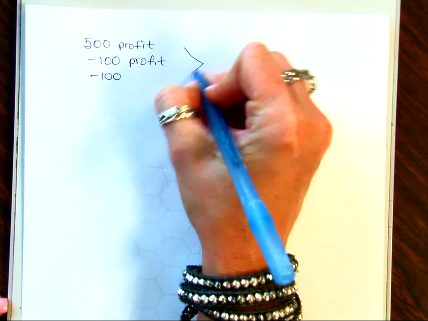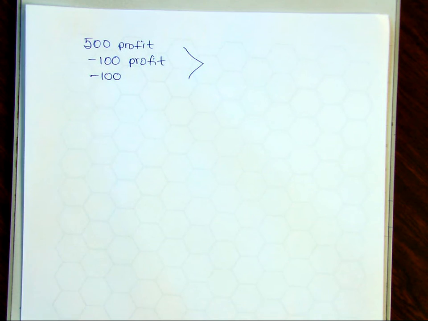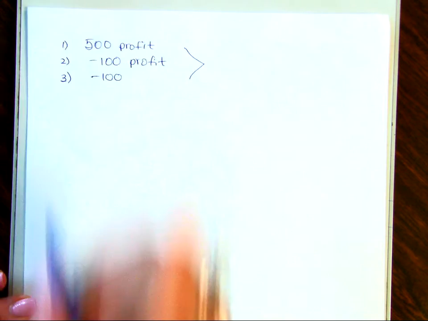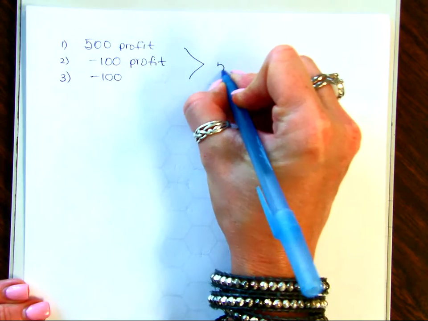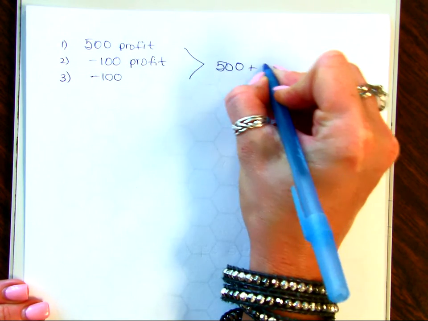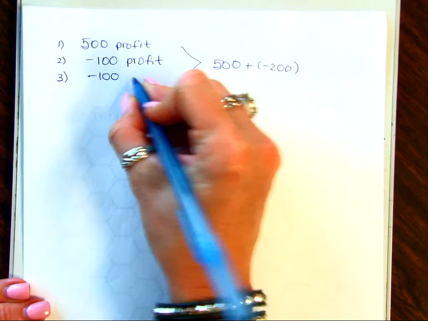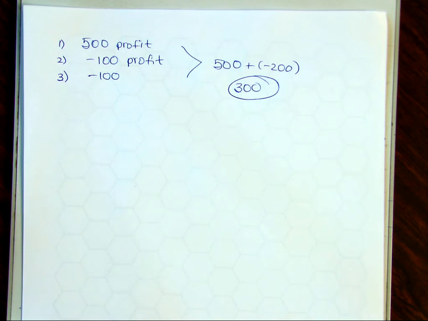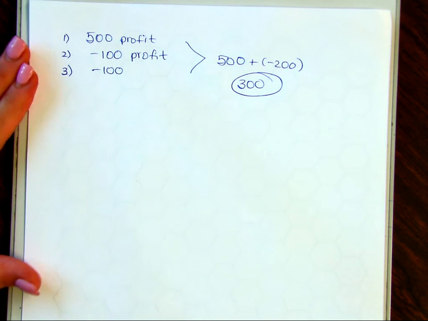So if I were to ask you what was their overall profit after these 3 months, so if this was the first month, the second month, and the third month, then you would take the 500 that they made and add the negative 200 to it that they lost. After 3 months, they still made a profit and not a loss, okay?